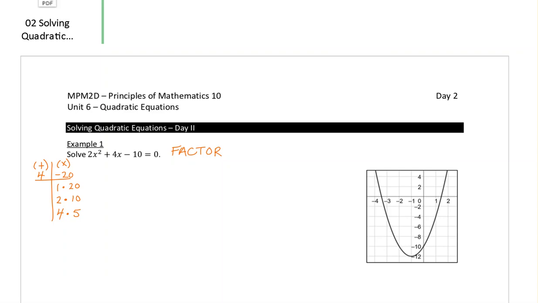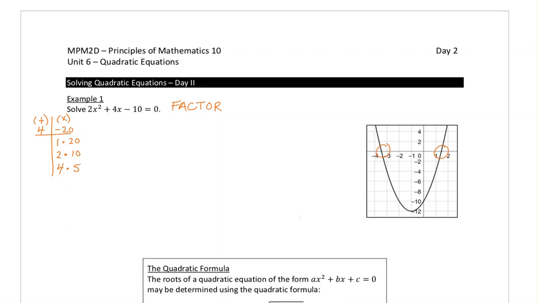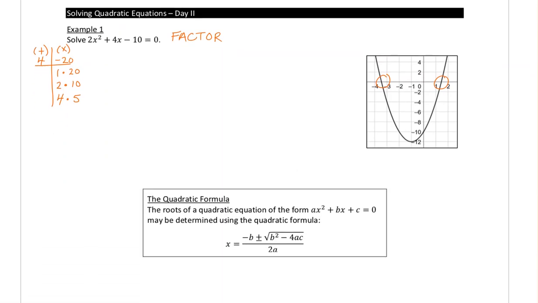But it doesn't mean that we don't have solutions to it, because if you look at the graph to our right, you notice that there are, in fact, 2 zeros or 2 roots in this equation. So what we need to do is find an alternative way. When it's unfactorable, what we do use is the famous quadratic formula. So the roots of a quadratic equation in standard form.